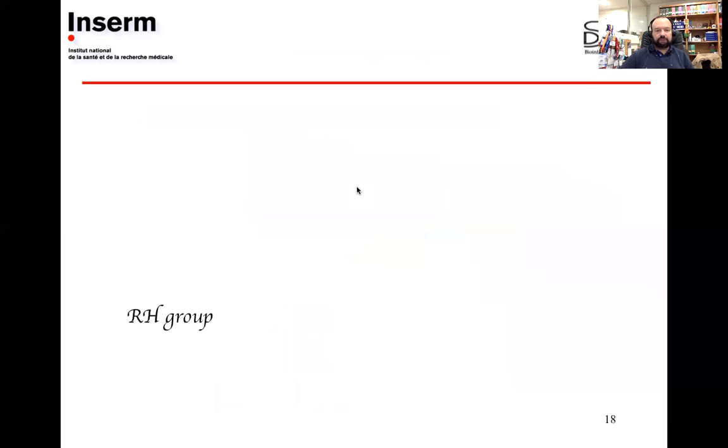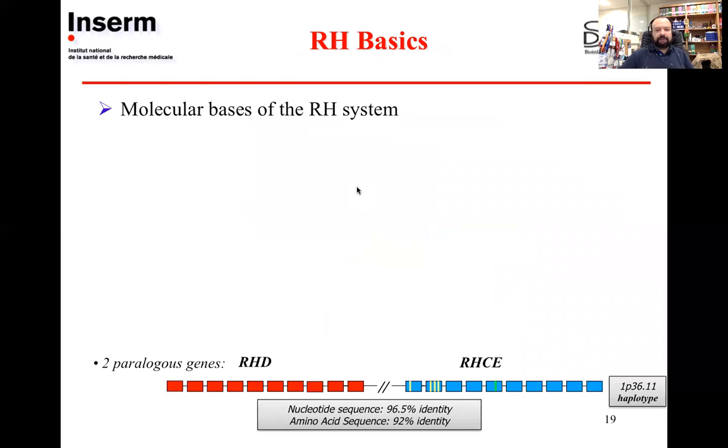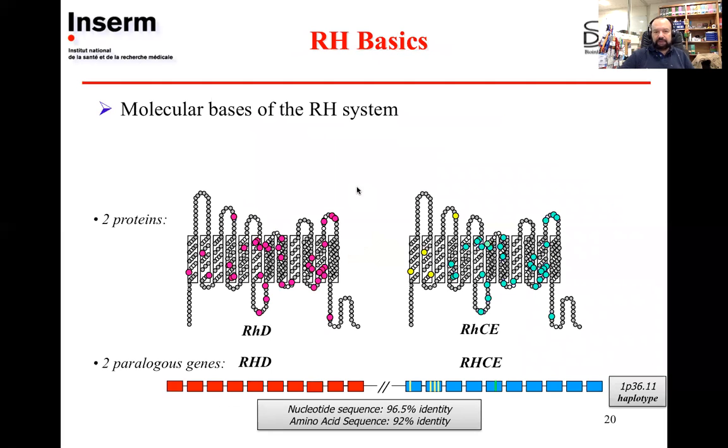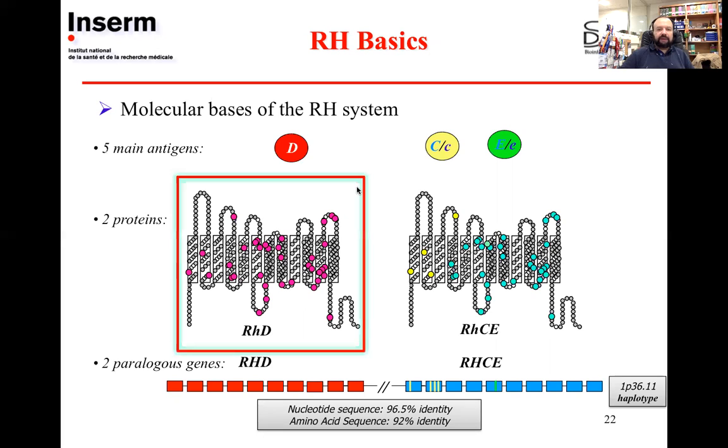So what is a RH group? It's very simple. At the beginning, you have 2 paralogous genes, RHD, RHCE. They are very close in the genome. They are highly similar, 92% of sequence identity in terms of amino acid. So they encode for 2 proteins, 2 transmembrane proteins, to be more precise, and they define 5 main antigens for RHD and RHCE. We are mainly interested into the most problematic one, RHD.